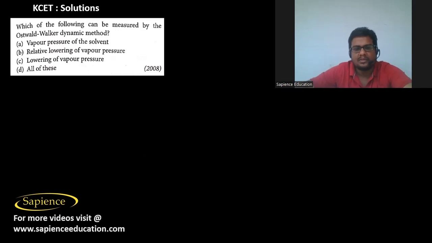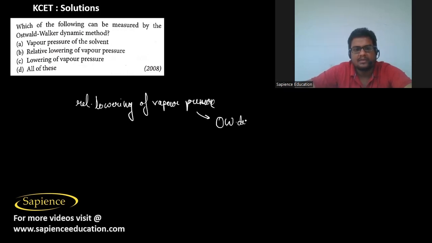So here it is asked which of the following can be measured by the Oswald-Walker dynamic method. The Oswald-Walker dynamic method is used for the measurement of relative lowering of vapor pressure. So relative lowering of vapor pressure is measured using the Oswald-Walker dynamic method. So option B is the correct answer.